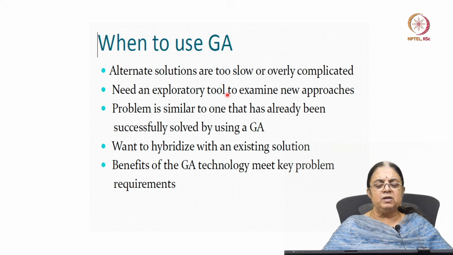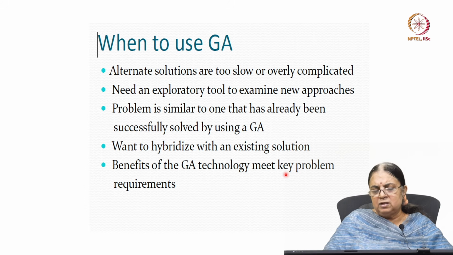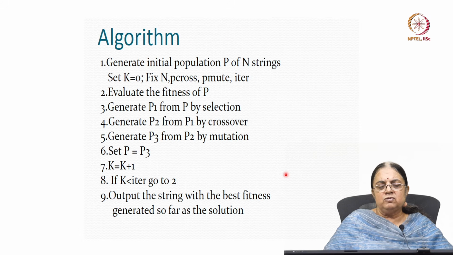And when you need an exploratory tool to examine new approaches, you could use that. And then when you want to hybridize, benefits of the GA technology when it meets your key problem requirements. So in all these cases you can use your GA. So it may not be necessary to use it in all cases. Okay, it may be much faster to use some other alternative techniques. Only in cases where it is required you can use your GA.